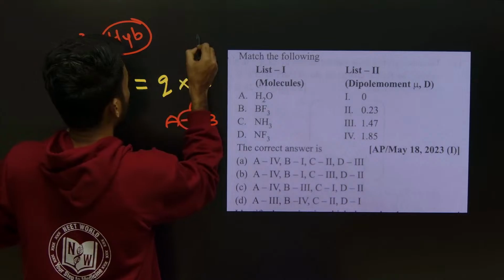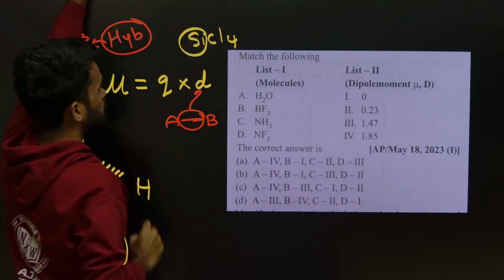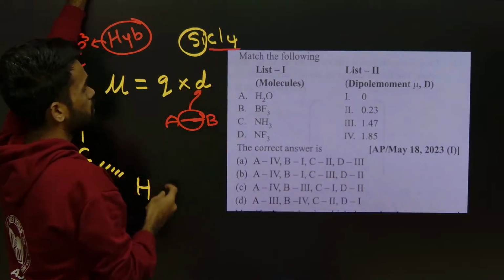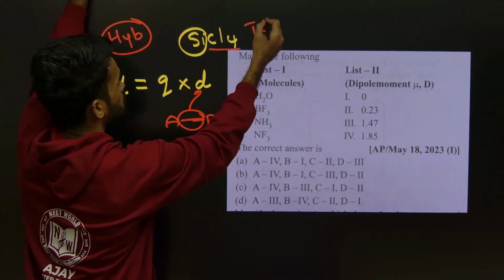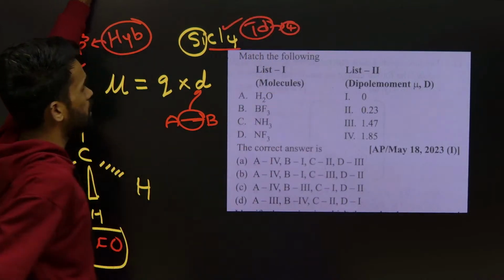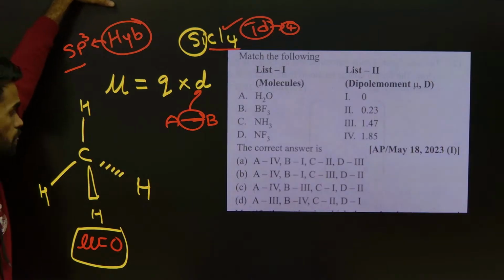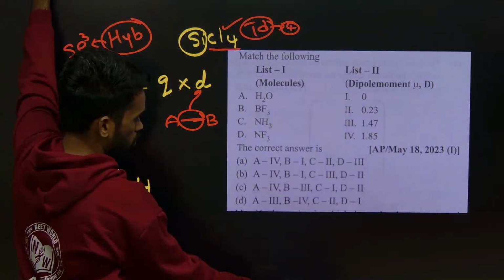Similar to this, even if I take SiCl4, whatever the central atom may be, the surrounding atoms are the same, with tetrahedral geometry, meaning 4 surrounding atoms are required, and yes, 4 are there, so its dipole moment will be 0. Hope this is clear. Next, let me take the ammonia molecule.